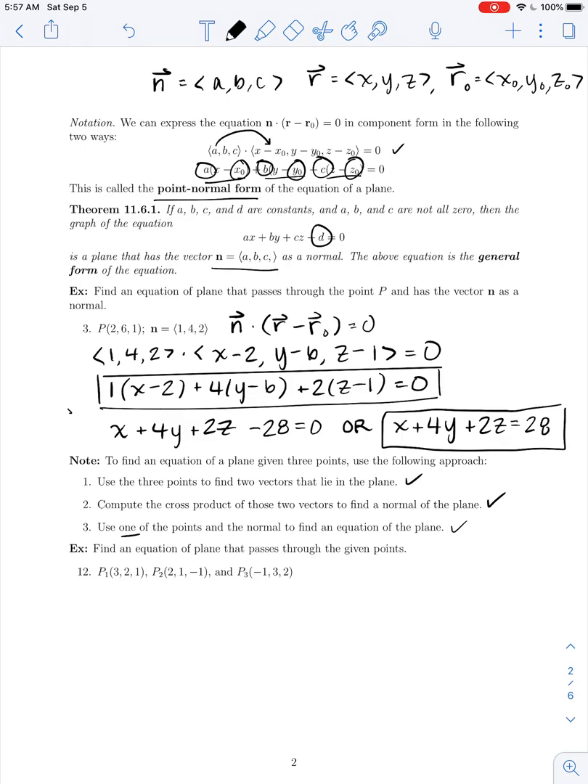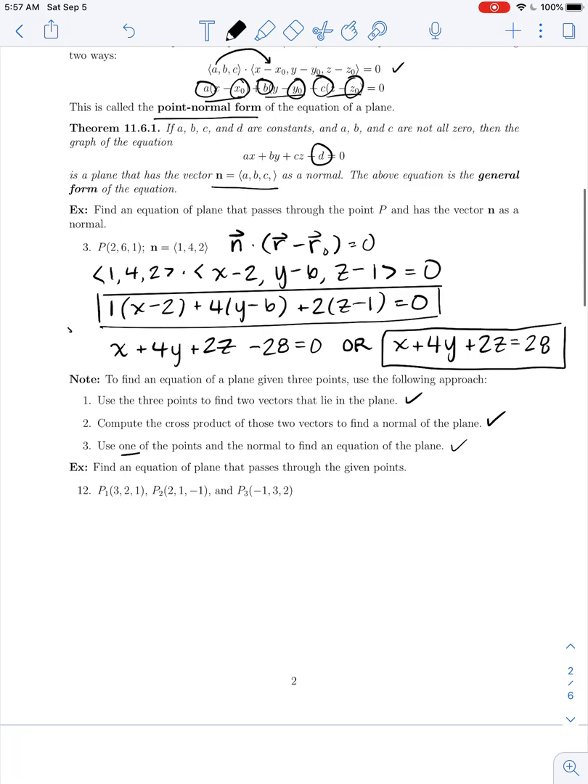So let's go ahead and do one of these examples. Find an equation of the plane that passes through the given points. So we have P1, P2, P3. So our first challenge is to find any 2 vectors on this plane. So I'm going to start by finding vector P1, P2.